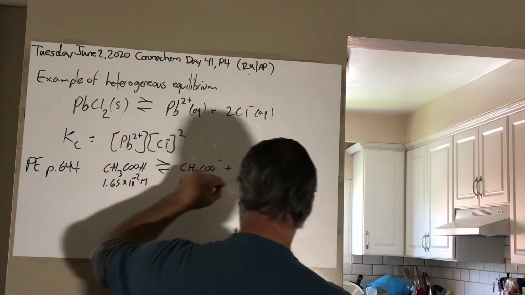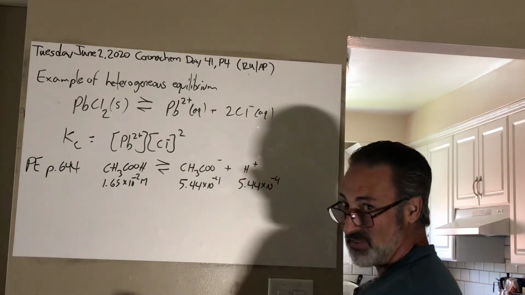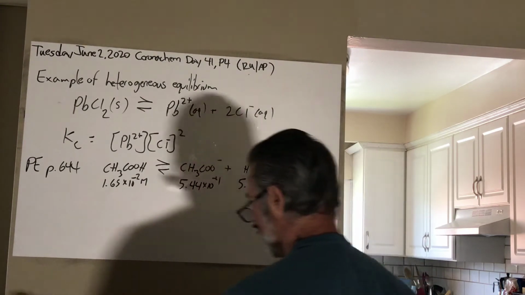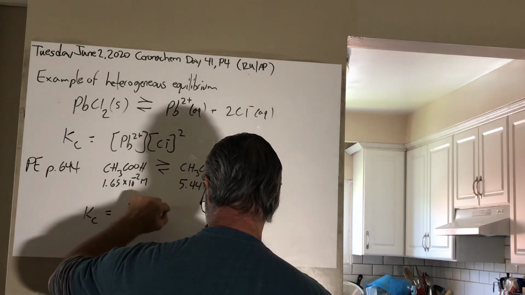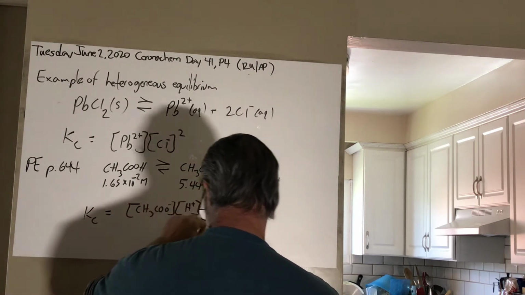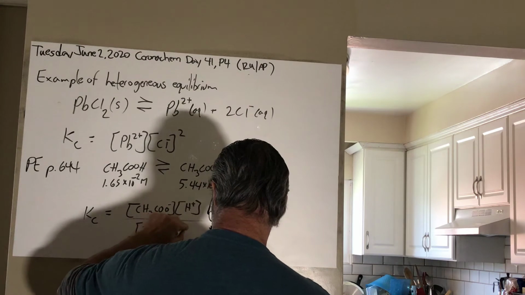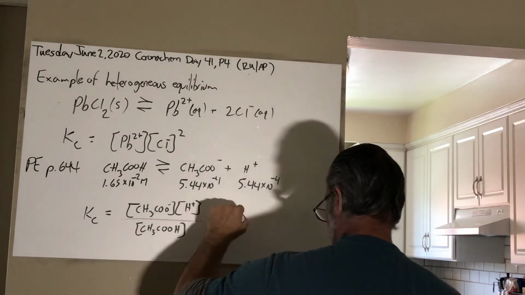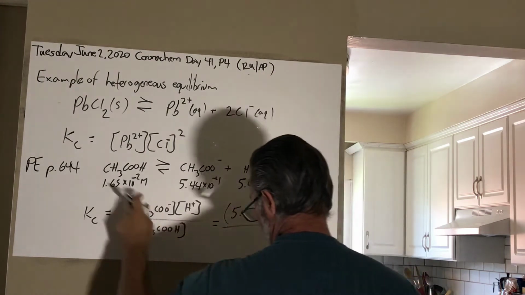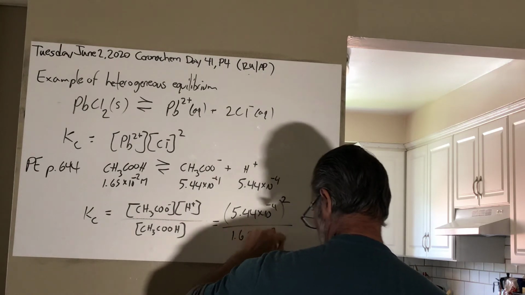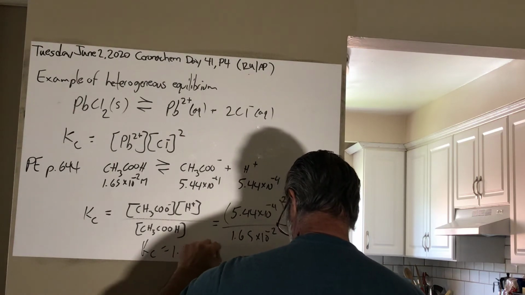And the H plus concentration is also 5.44 times 10 to the minus 4. This is easy stuff because you've already done the acid-base unit, so you know all about ICE tables. So the Kc in this case is going to be the concentration of the acetate anion times the H plus ion over the acetic acid concentration. So you're going to get 5.44 times 10 to the negative 4 squared, because it's the same number twice, over 1.65 times 10 to the minus 2. What you get is Kc equals 1.79 times 10 to the negative 5.